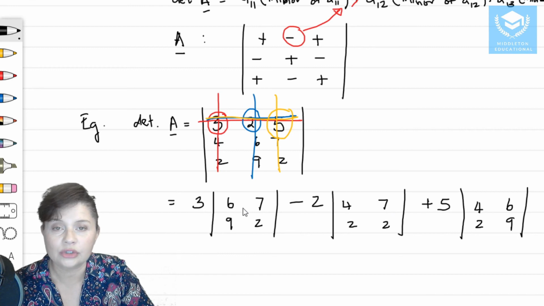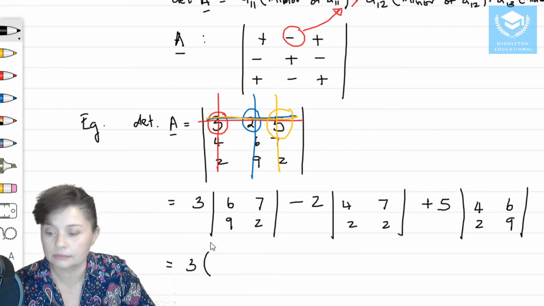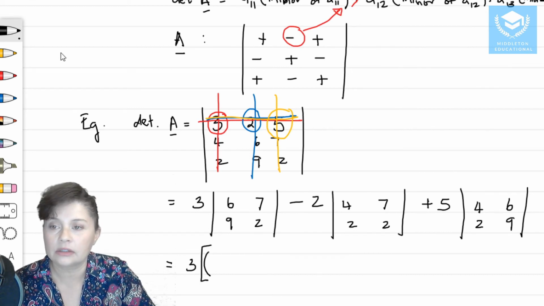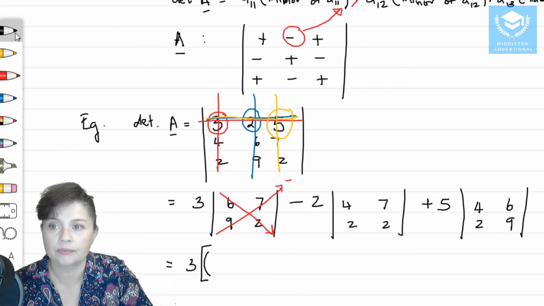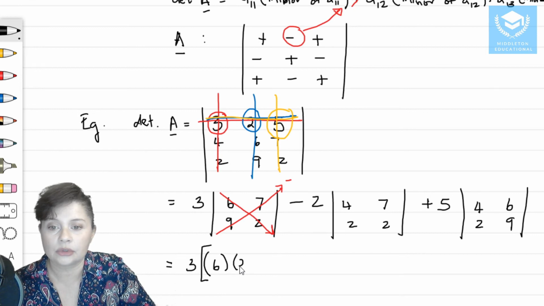Remember that these are now just 2 by 2 determinants. And we remember we find that by saying, let's do it like this. The first one I'll use is red. So it will be that times that minus that times that. So it will be 6 times 2 minus 9 times 7.